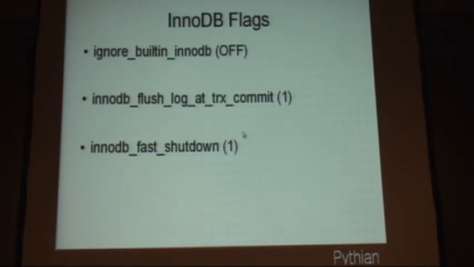So, for faster shutdown: if you have fast shutdown set to 0, it will do a full purge of the insert buffer merge, which is basically doing all of the writes. It'll do that full thing before shutdown. If you set it to 1, which I believe is the default, it will skip that.